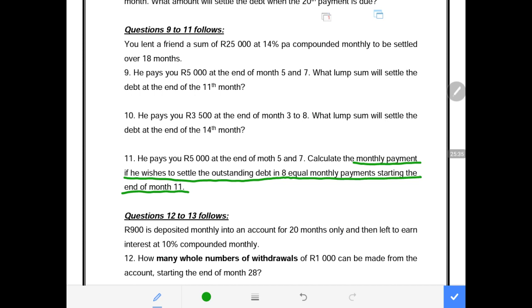Now we will need to do something similar to what we dealt with, where we deal with the future value of these 5,000s for month number 5 and month number 7, and also the future value of the loan, obviously, the amount that we borrowed to our friend. We deduct the two, and it will give us the difference between the two at the end of month number 10. Remember, he wants to begin monthly payments at month number 11.